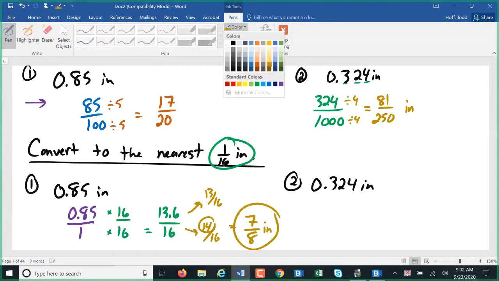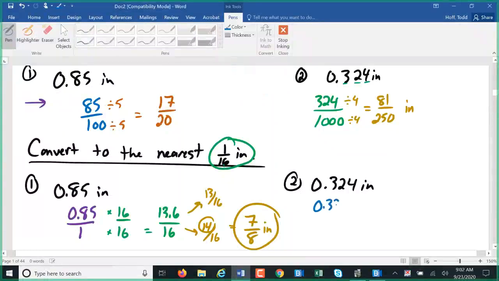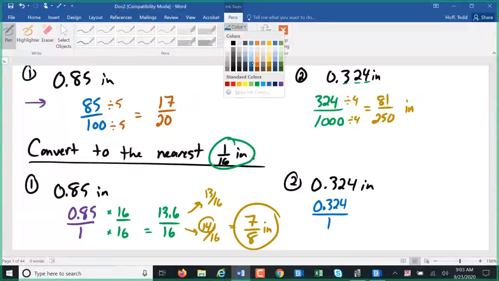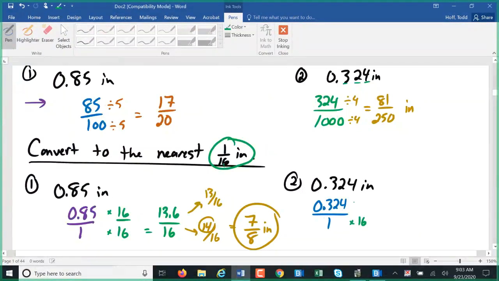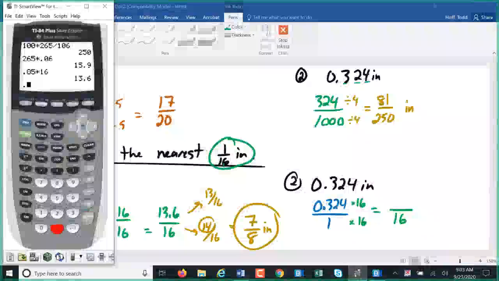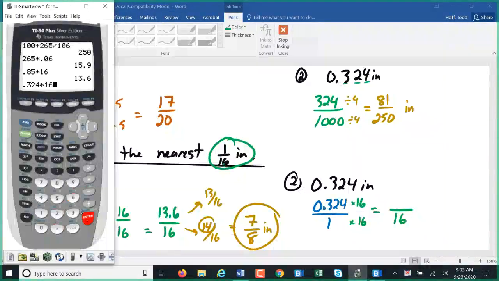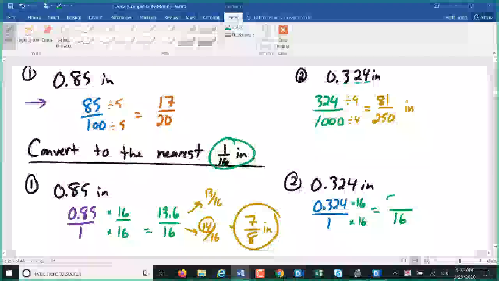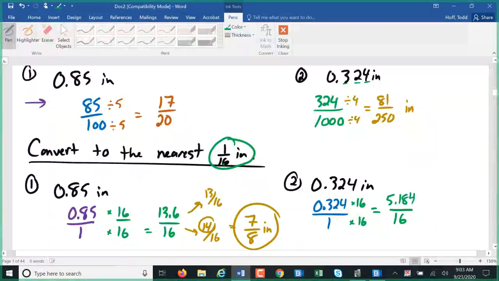We do the same thing for our 0.324. We leave the decimal in it, and we just put it over 1. And again, we want it to be 16ths, so I'm going to multiply by 16 on the bottom. First, I have to multiply the numerator by the same thing. So 1 times 16 is 16. 0.324 times 16 is 5.184. That is telling us that we are between 5 sixteenths and 6 sixteenths. 5.1, that's closer to the 5, so that is 5/16 of an inch.